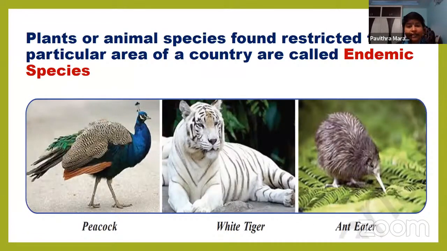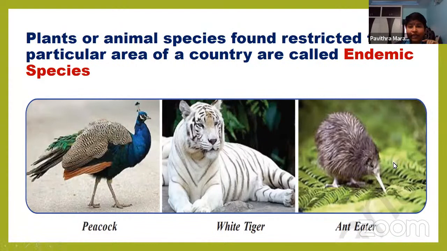Why are we calling it an endangered species? Endangered means... no, endemic means they live in a particular area. Endangered means, yes, very good, Hasini. They are very close to extinction. That means their number is very low. So if we do not protect them, they will disappear from the earth completely. So we won't be able to see them in the near future.